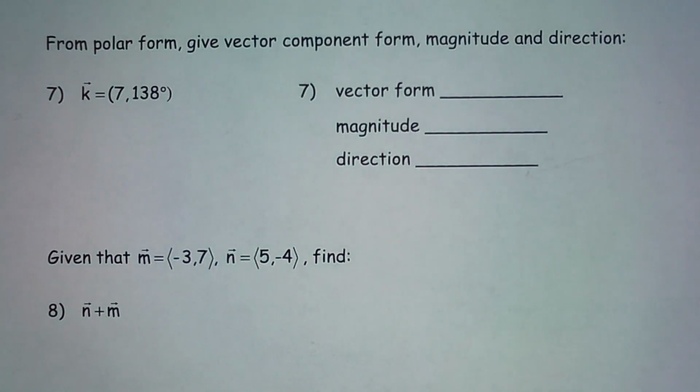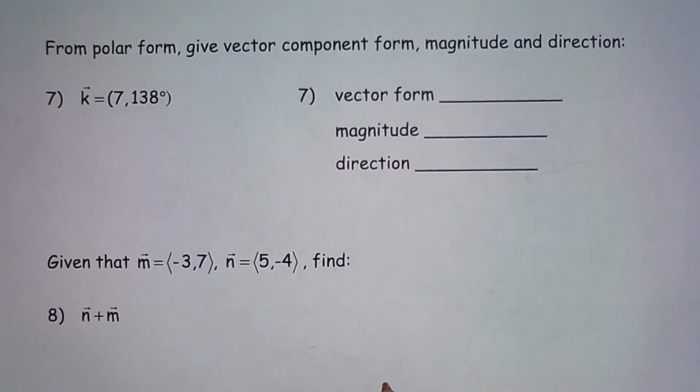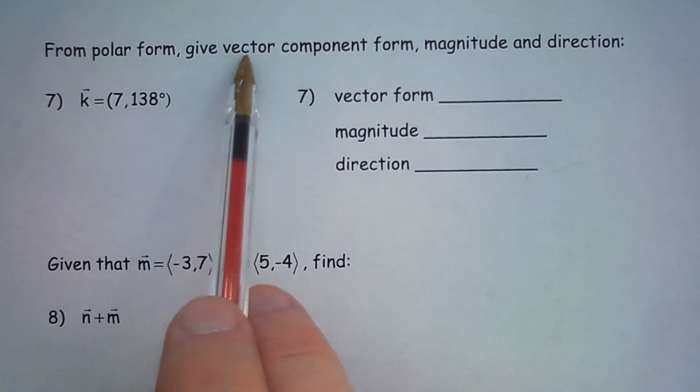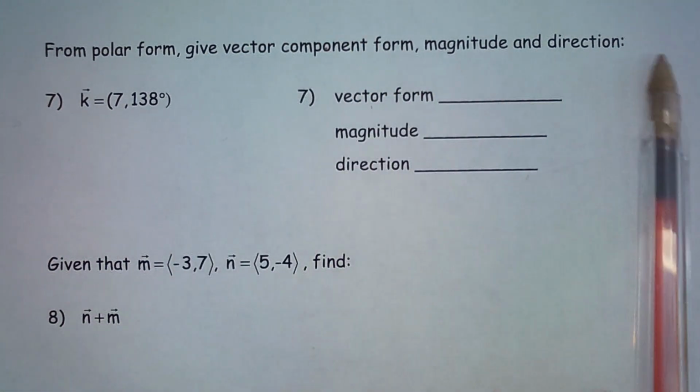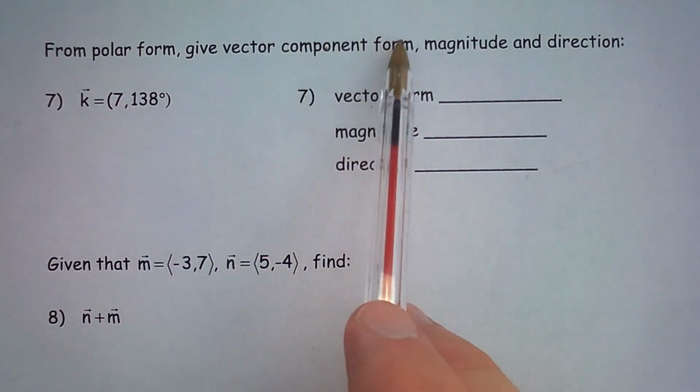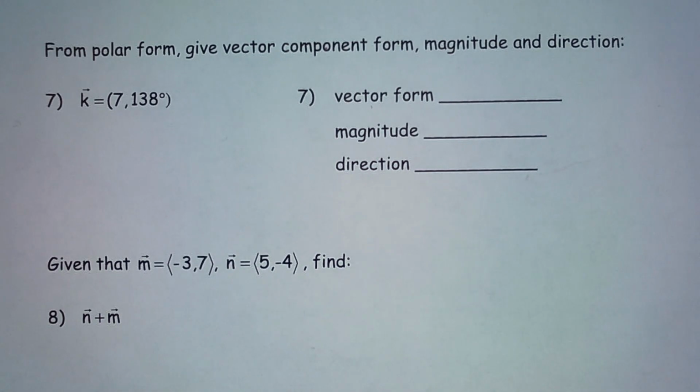Okay, next up we will write this in vector form. And then after we write it in vector form, we will write the magnitude and the direction. Now, vector form, that's the same as component form. Here it says vector component form. Here it says vector form. You could see either vector component form or vector form. Any one of those will mean the same thing.